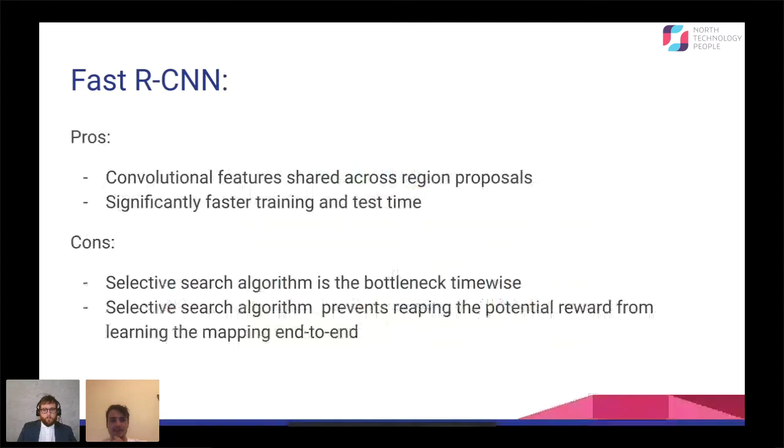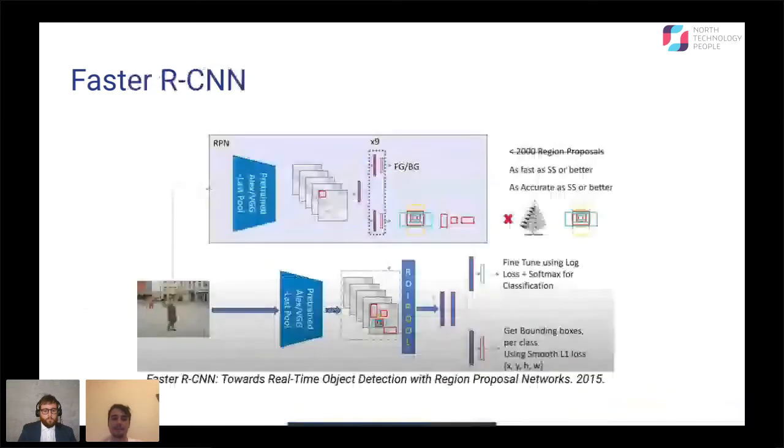So the pros of this is that we're sharing the convolutional features and computation across region proposals. So instead of having to feed the convolutional neural network 2,000 region proposals, we feed it the entire image once, and this results in significantly faster training and testing time. But the cons are the selective search algorithm that we're using is the bottleneck time-wise. And it is external to our system, so we can't really learn the mapping end to end and reap the benefits that come from that.